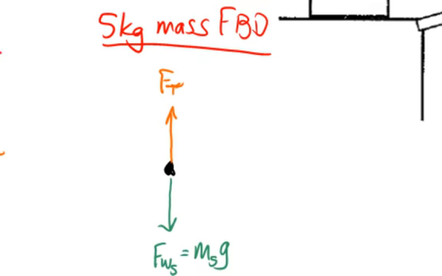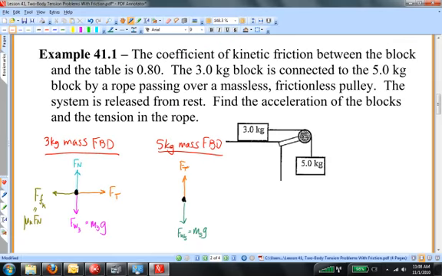We've sketched our free body diagram. The next step is to determine if the system accelerates, and if so, in which direction it accelerates. Now, they wouldn't be asking us to find the acceleration if there were no motion. And so I'm going to make the assumption that there is acceleration here.